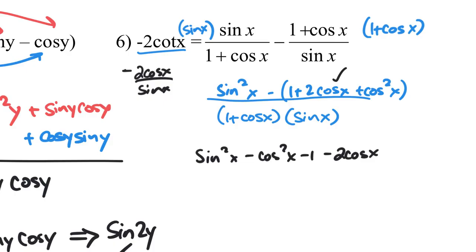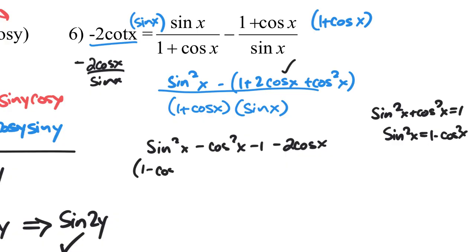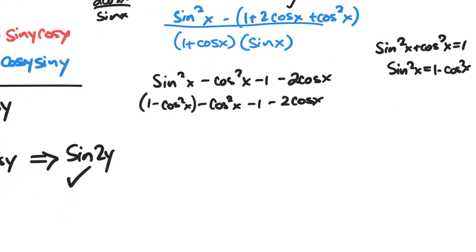Now as I look at this numerator, I can do some simplifying. I'm looking at the sine squared minus cosine squared. Well, I know that sine squared x plus cosine squared x equals 1. And I think what I want to do is replace sine squared x. So sine squared x is the same as 1 minus cosine squared x. So we could say 1 minus cosine squared x minus cosine squared x minus 1 minus 2 cosine x. Well, still working in the numerator here. Don't forget, we do have that denominator. I will come back to it. I'm just working in that numerator.